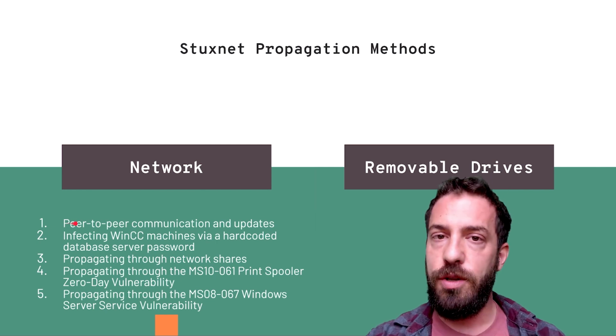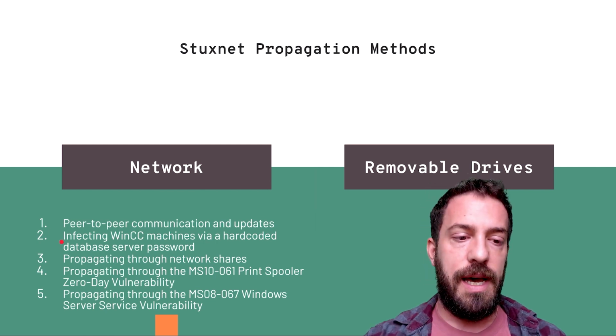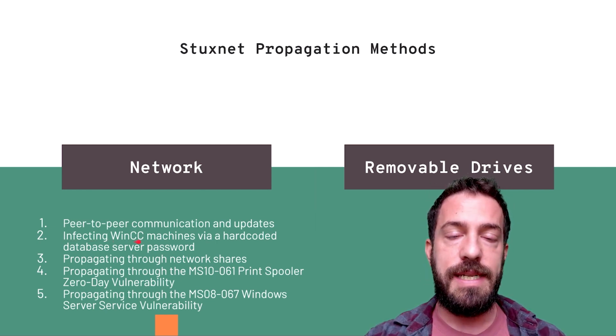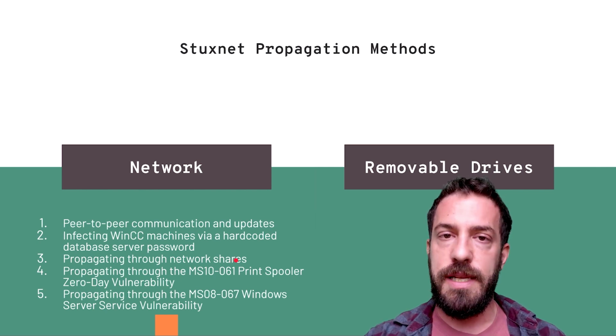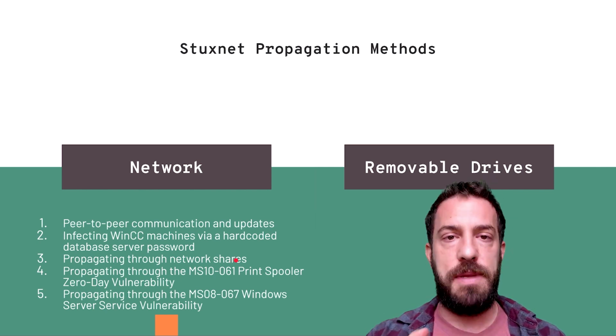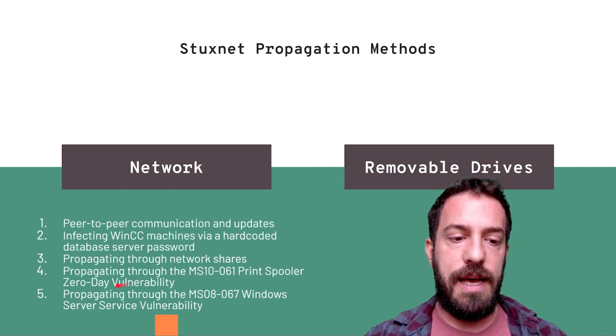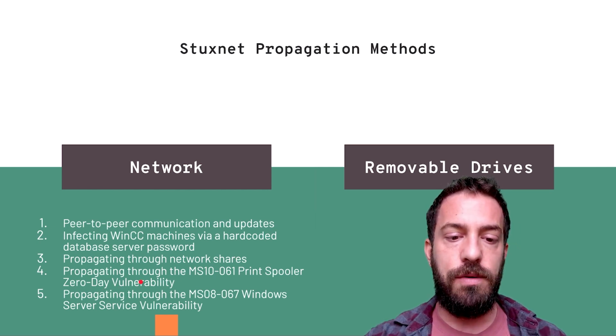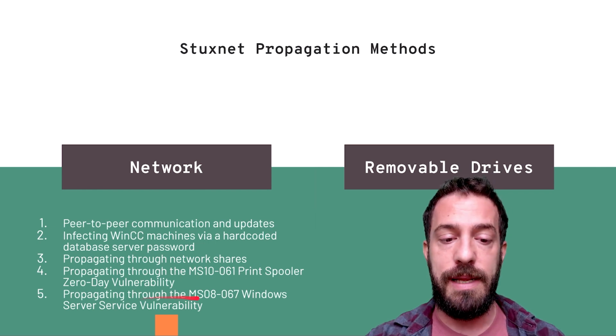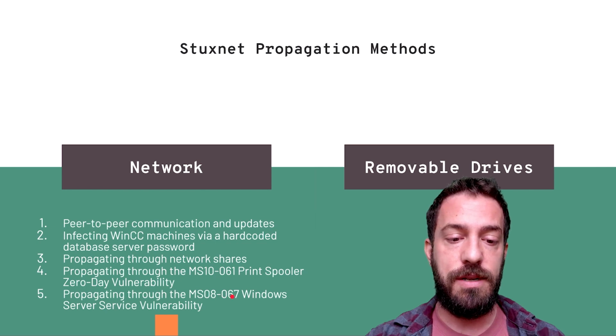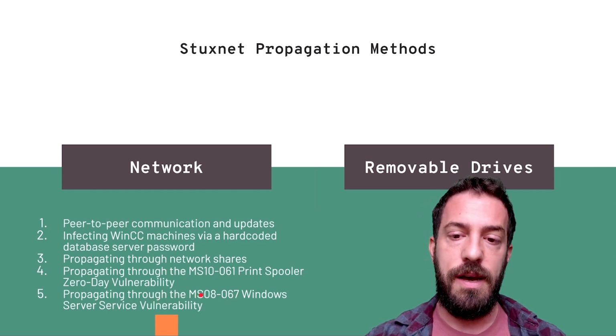One would be peer-to-peer communication, the other one infecting WinCC machines, that is Siemens software. It propagates to network shares. That's not a vulnerability, but if it finds something that's open as a network share, it will copy itself there. And another zero-day vulnerability will be the print spooler one, MS10-061, or it could have been another vulnerability, the MS08-067. That's the Windows Server Service, the SMB one.